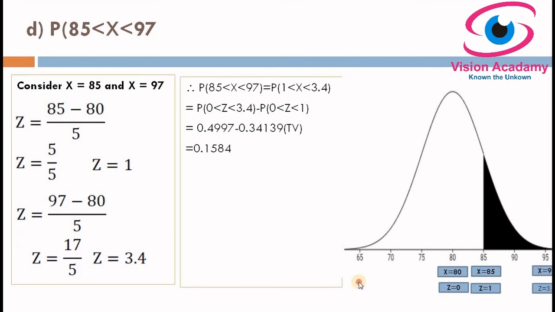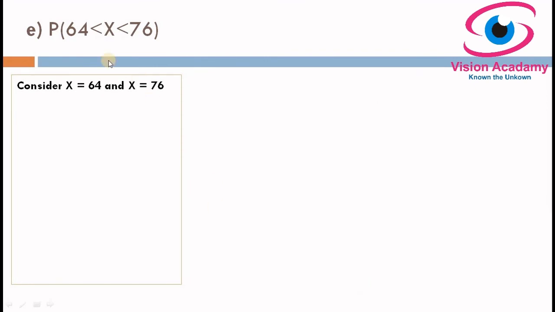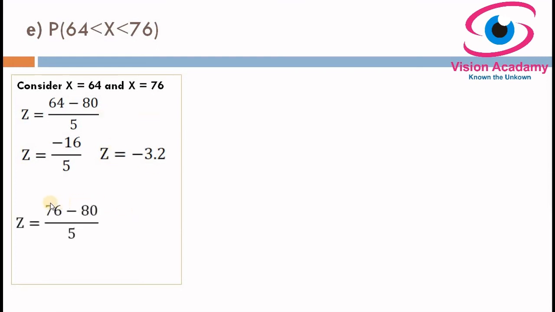Now let us see the last example. In this problem, x is between 64 and 76. Now I have to consider x equal to 64 and x equal to 76. I will calculate first for x equal to 64. 64 minus 80 would be minus 16, divided by 5, so the z value would be minus 3.2. Now I will consider the second value, 76 minus 80 divided by 5, so the z value would be minus 0.8.